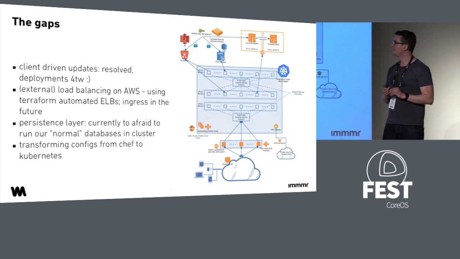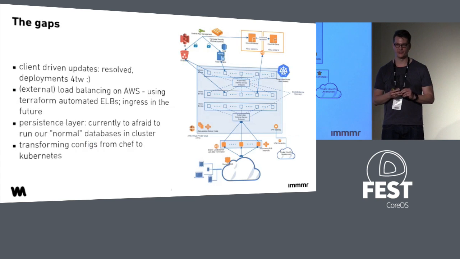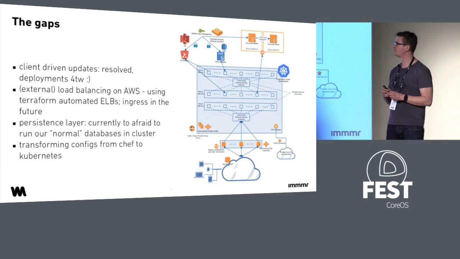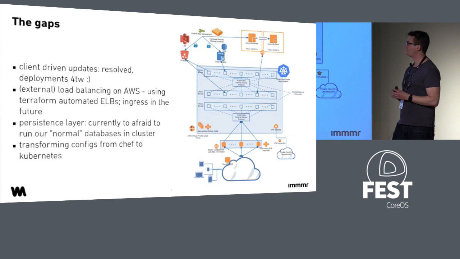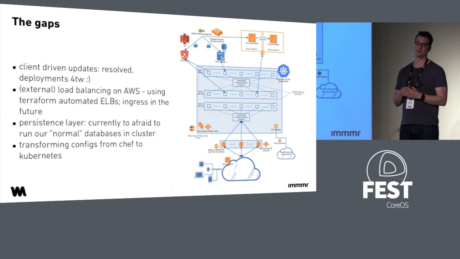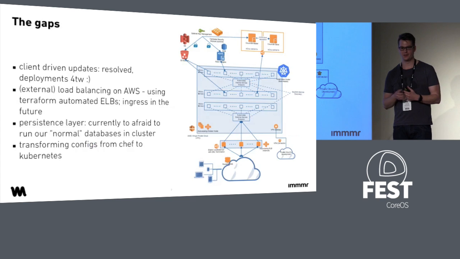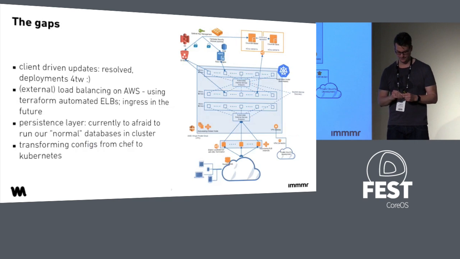solved with deployments. So we're using external load balancing on AWS for various reasons, and I'm really looking forward to see how Ingress works in the future. And we might even transition to that. I have to test it first. I haven't had the chance yet. We're currently too afraid to run our normal databases in the container cluster, not because the container cluster can't handle it, but our concepts for the databases are not distinct enough to run in that system yet. So we're doing the classical approach, just VM-based, and currently an RDS cluster.